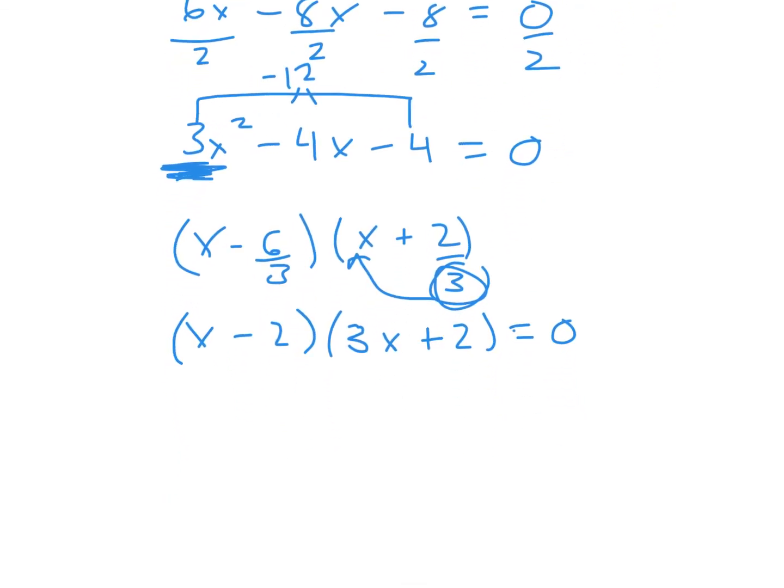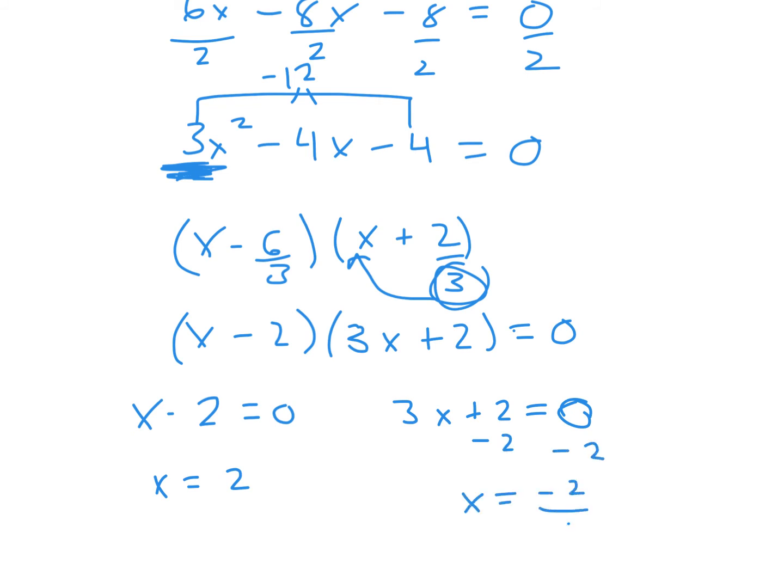Greg, what do we do next? Equal them to 0. x minus 2 is equal to 0. 3x plus 2 is equal to 0. So x is equal to positive 2. And x is equal to negative 2 over 3.